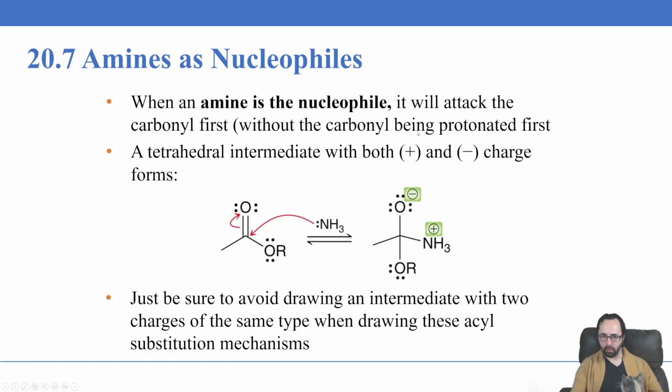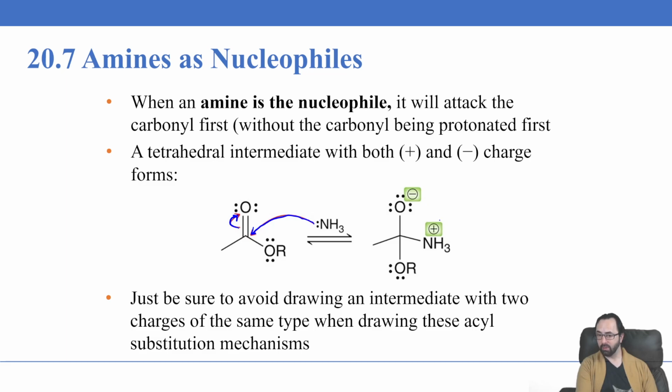Now, when the amine is a nucleophile, it will attack the carbonyl first, without the carbonyl being protonated. Now, this is due to the basicity of this amine. It's considered a weak base, right? So this is like being under basic conditions. When you're introducing ammonia, you should think of this as being like under basic conditions. So it's going to behave in such a way that you were in basic conditions. Because if you introduce acid, you're going to protonate this ammonia anyway. So the nucleophilic attack will occur without protonating the carbonyl, and we'll get this similar intermediate.